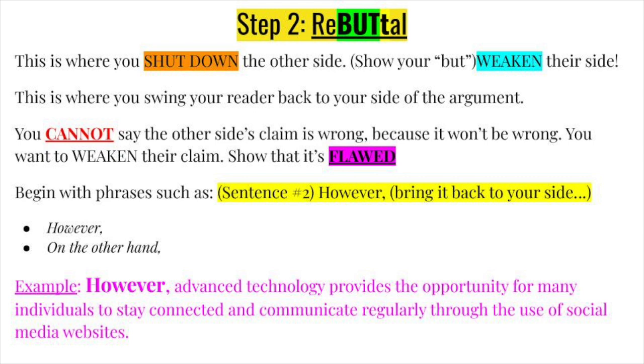So you swing it back around to you by using the however, and then you bring it back to your side with the main point. Look at the example. However, advanced technology provides the opportunity for many individuals to stay connected and communicate regularly through the use of social media websites.